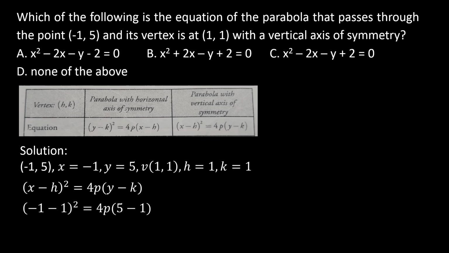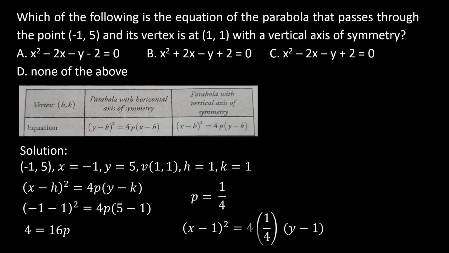Then we also have the value of h equal to 1 and the value of k, which is also 1. Simplifying, (-1 - 1)^2 = 4p(5 - 1). On the left-hand side it becomes 4, because -1 minus 1 is -2, and -2 squared is positive 4. On the right-hand side, 5 minus 1 is 4, times 4p gives 16p. Solving for p, p is equal to 1/4 by dividing both sides by 16.